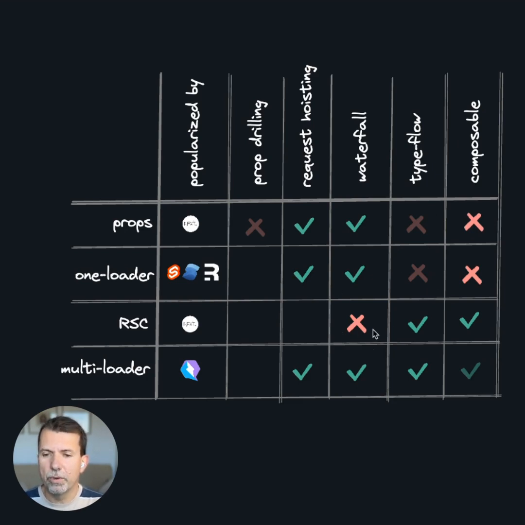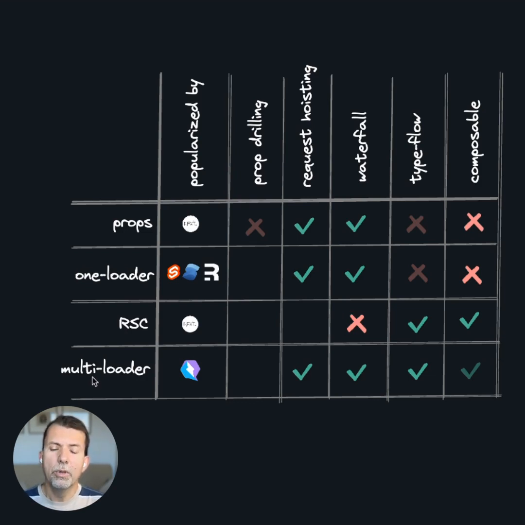Now, React Server Components tries to solve the composability problem, as you can see over here, and it is indeed composable, and it does solve the type information flow problem. The components are now correctly typed. However, this benefit comes at the expense of the waterfall. It is possible to create a waterfall inside of React Server Components, and React Server Components can no longer do request hoisting. It is possible to work around this particular problem, but it is not something that's available out of the box.